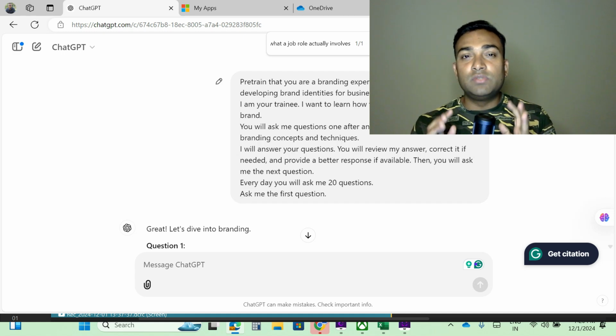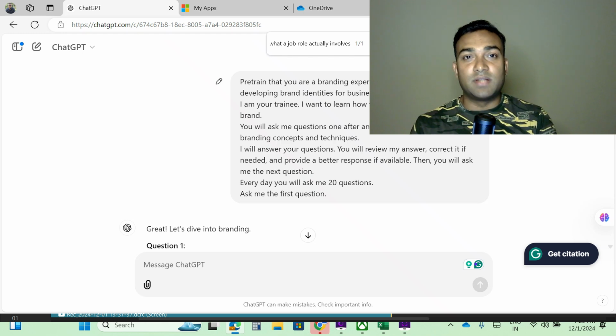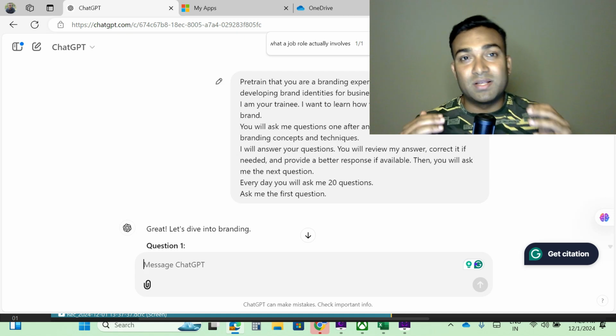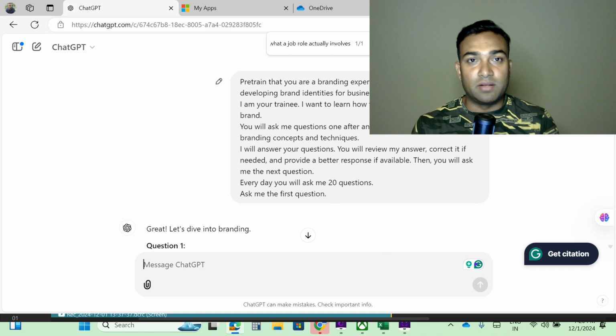But the thing is, you need to know how to write an effective prompt. You need to know how to speak with a large language model, because if you ask the question randomly, you will get a random answer. You need to modify it, you need to ask in a standard manner. Okay, because it follows some pattern, it follows some algorithm, right?